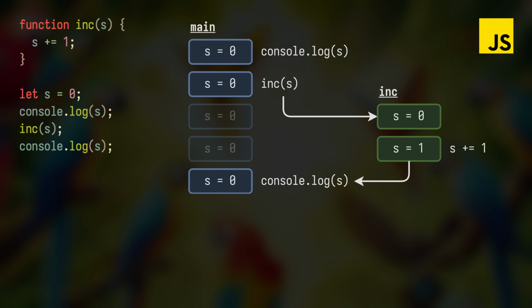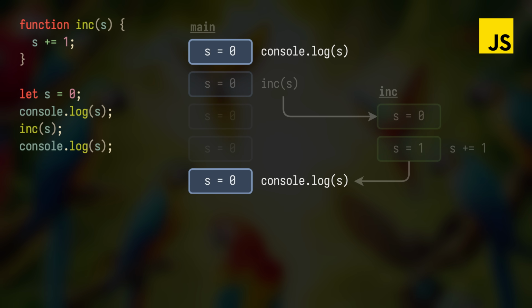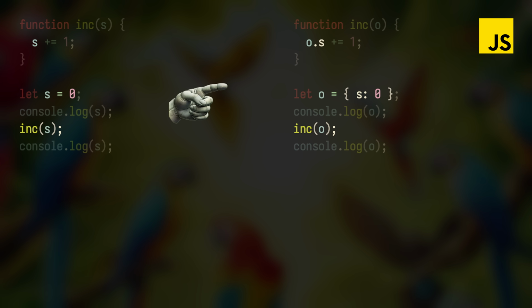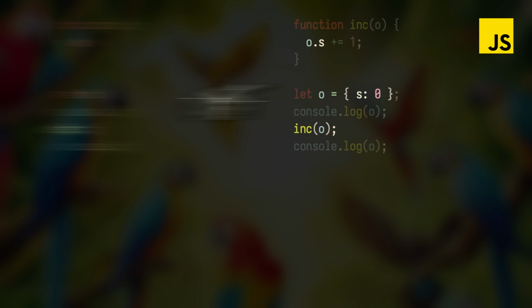JavaScript simply doesn't have the concept of passing something by value or by reference. Primitive types like numbers are passed by value, which means this program passes 2 different copies of s to the inc function and ends up printing 0 twice. If we wanted the inc function to be able to modify or mutate something that we're passing, it would need to put it in an object first and then pass that object, like so.